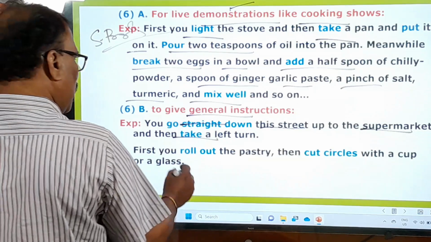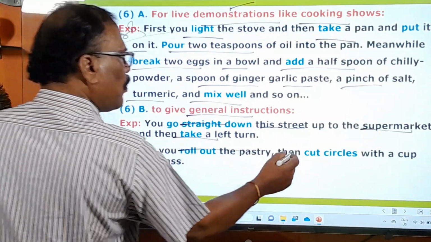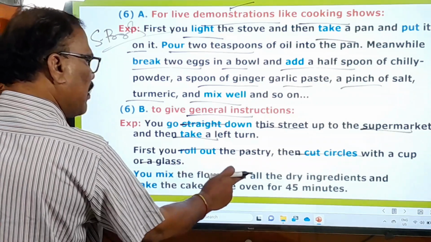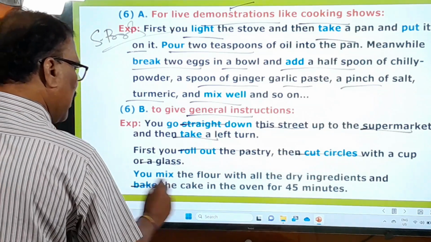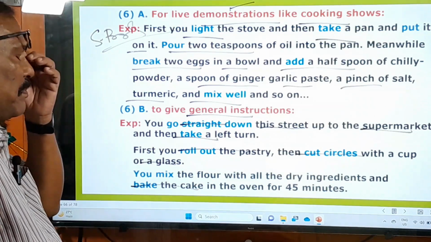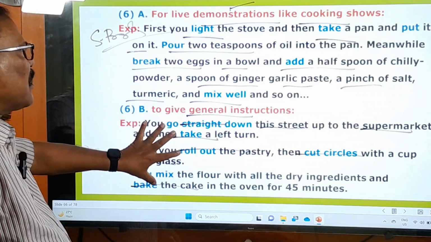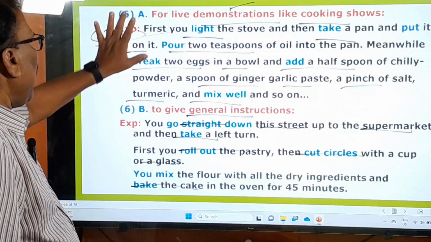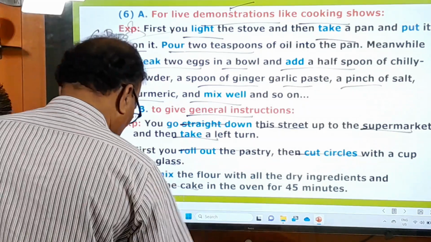Other general instructions. You roll out the pastry. You cut circles with a cup or glass. Then you mix the flour with all the dry ingredients and bake the cake in the oven for 45 minutes. So these are all general instructions. These are cooking demonstrations. 6a, 6b. Okay, now let's go to the next one.